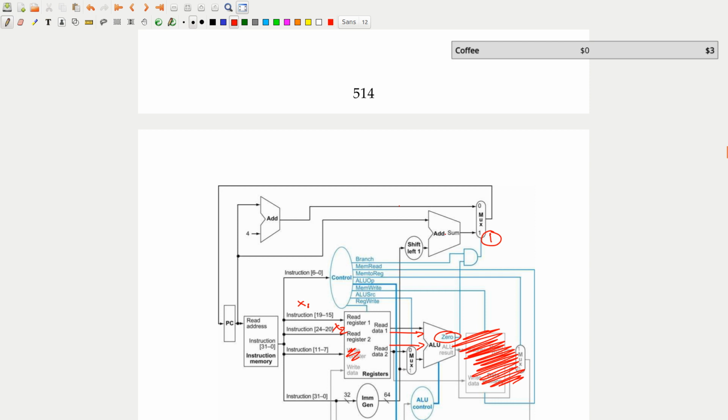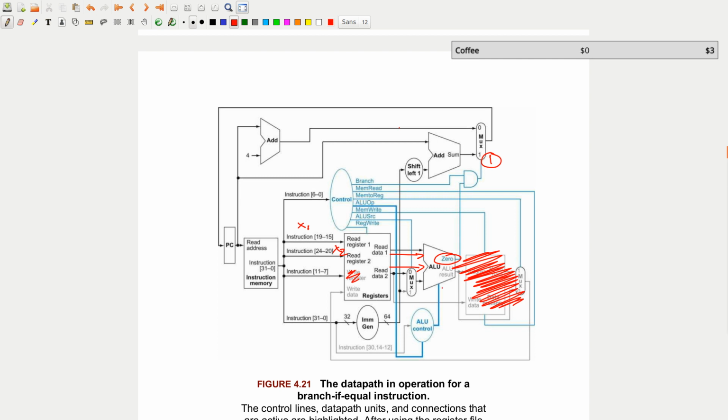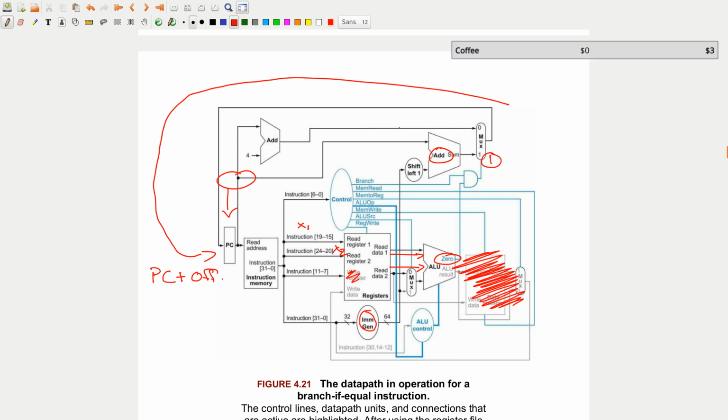That way we choose the output of this branch target calculation, which is this immediate value, shifted to the left by 1, and then added to the current program counter value. And then this will be written back as the PC plus offset. So previously it was just PC equals PC plus 4, but now PC is equal to PC plus offset.